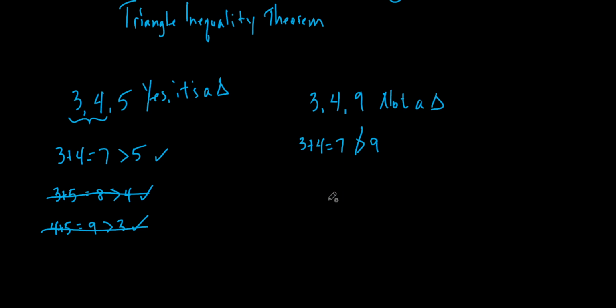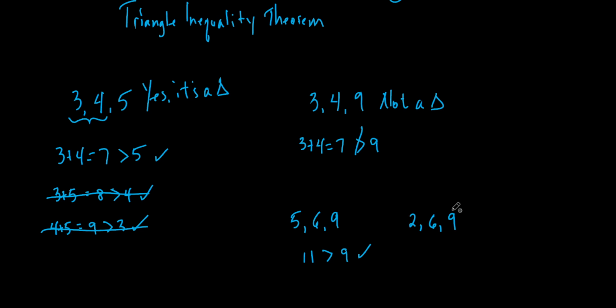What about this? Let's do 5, 6, and 9. Is that a triangle? That's the question. Yeah, take the two smaller ones, which is 5 and 6, and you add them up, it's 11. Is 11 greater than the third side? Yes, it is. So that's a triangle. Agreed?